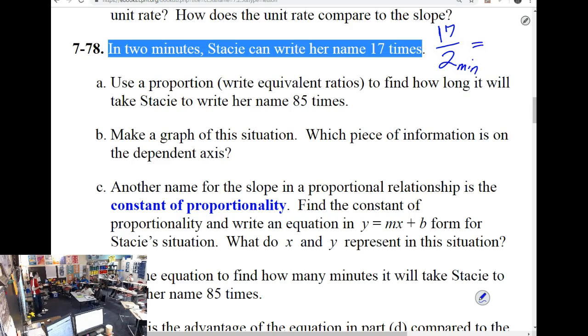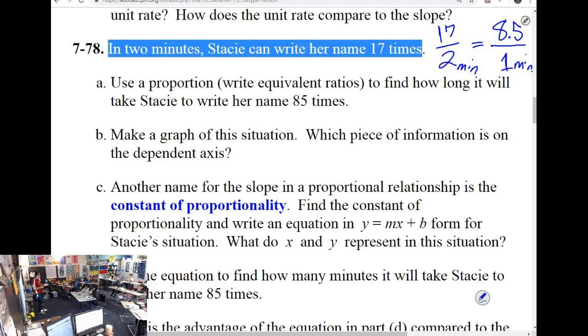What's a unit rate mean? How much of something is in one of whatever the other thing is. Yeah, so we find a unit rate here, 8.5 over 1 minute. So every minute, she can write her name 8.5 times.